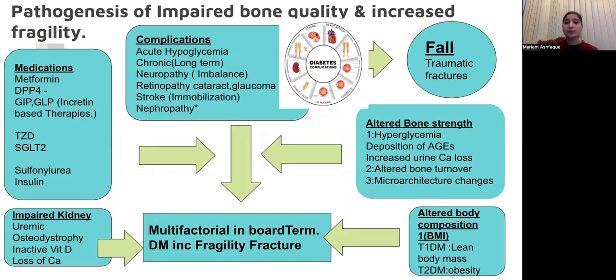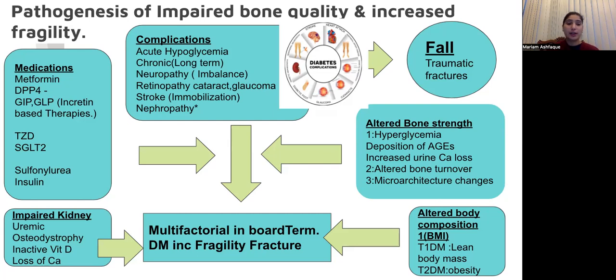Okay, so there are the complications of diabetes. We know the acute complications and the chronic long-term complications, especially the microvascular ones: neuropathy, retinopathy, and nephropathy. They actually indirectly lead to fractures: they increase the risk of falls, reduced vision contributes, imbalance problems and immobilization cause weakened bone. But nephropathy is a very important one.